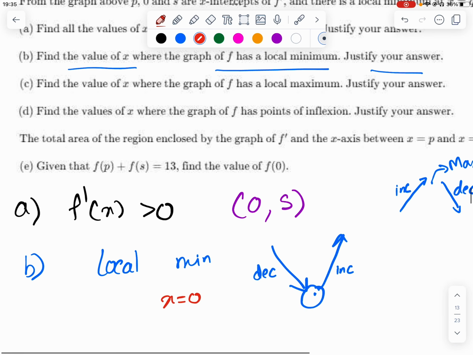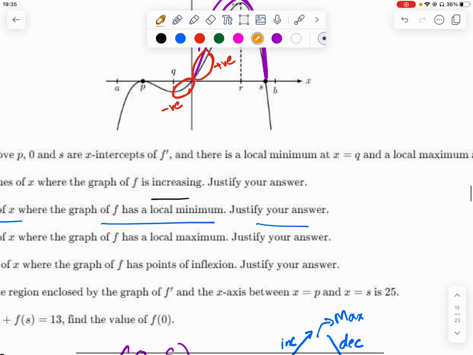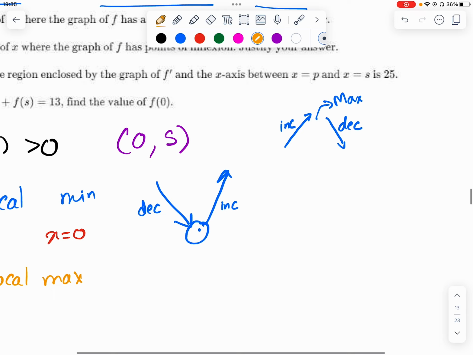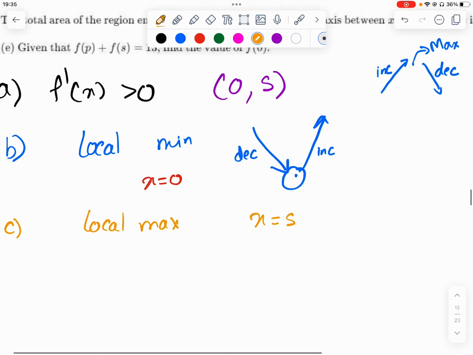Part C, obviously last, when it is having a local maximum. Local maximum, just now we have learned, means from positive to negative. So over here it was positive and over here it was negative. So at x equals to s.